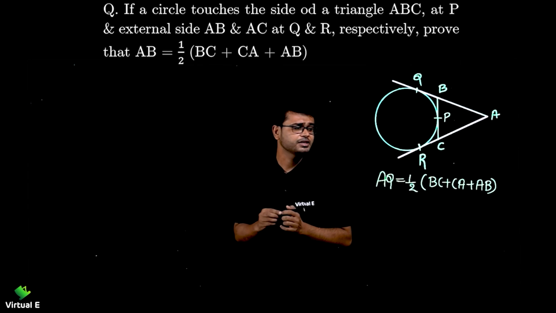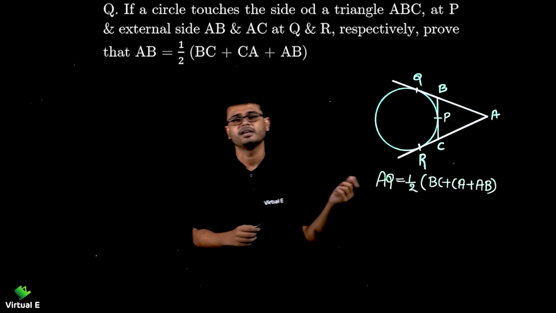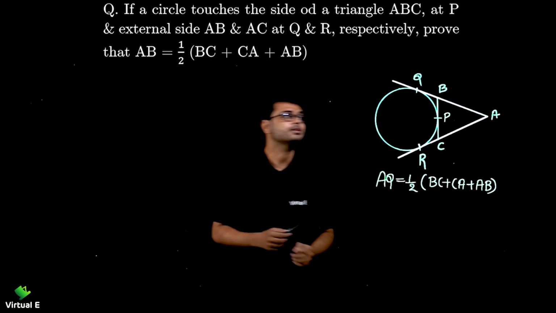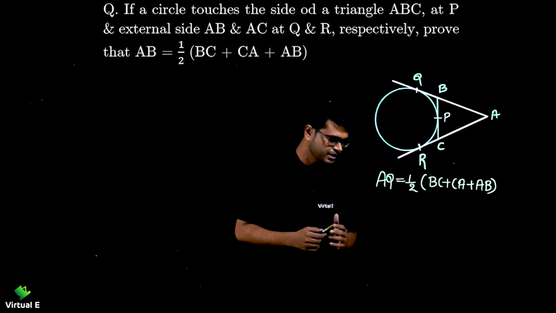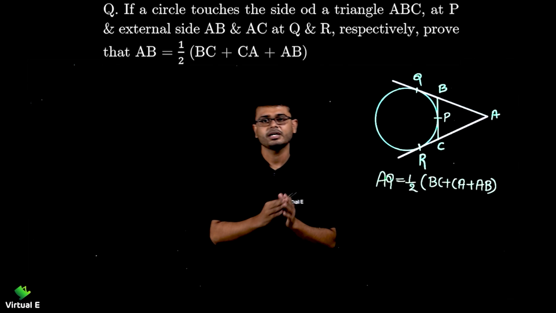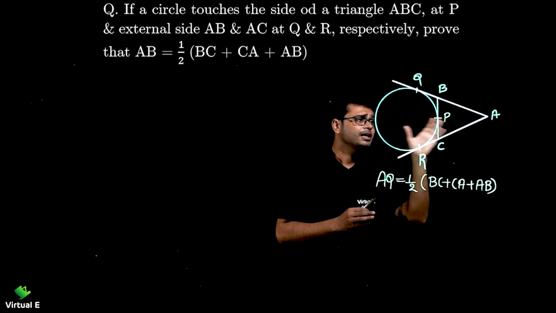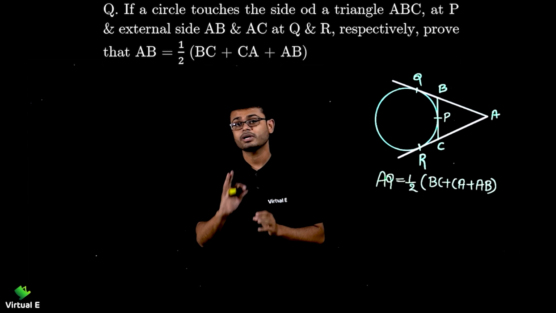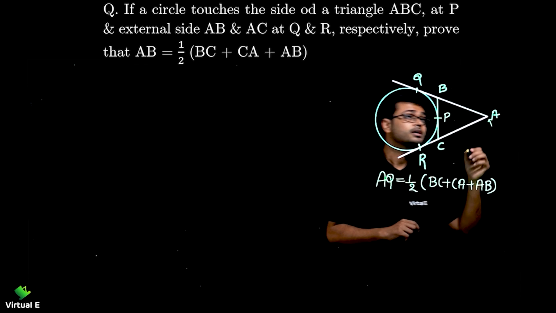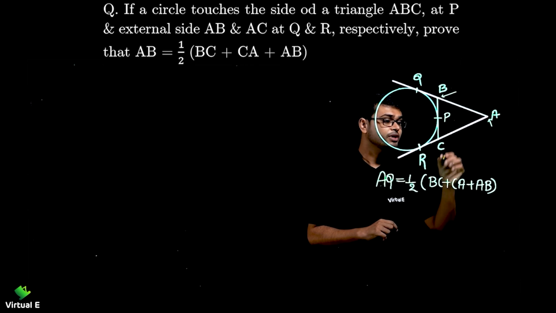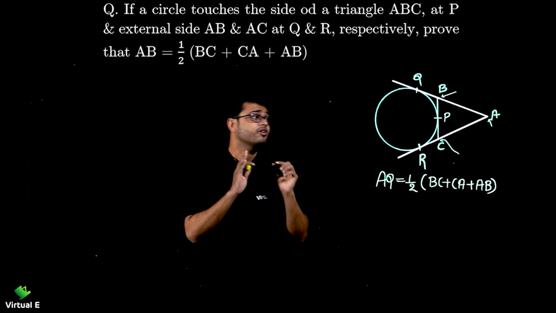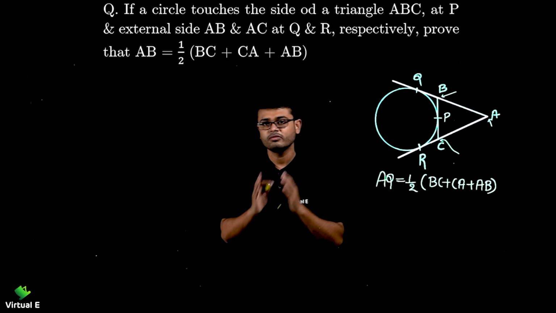Now you can see over here that AB plus BC plus CA is the perimeter of the triangle, right? Basically we need to get the sum of all three sides and divide it by 2, right? So how shall we proceed? I told you whenever this kind of question comes, rather than taking it as a triangle and circle, first of all count the external points. How many external points are there? A is the external point, right? Then B is an external point and C is an external point, right?